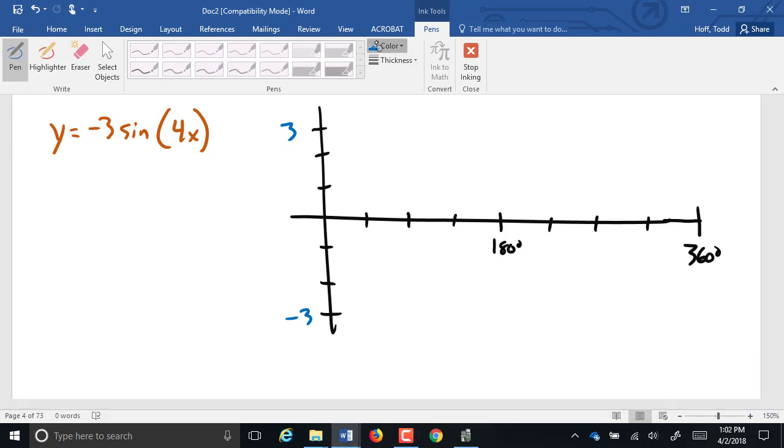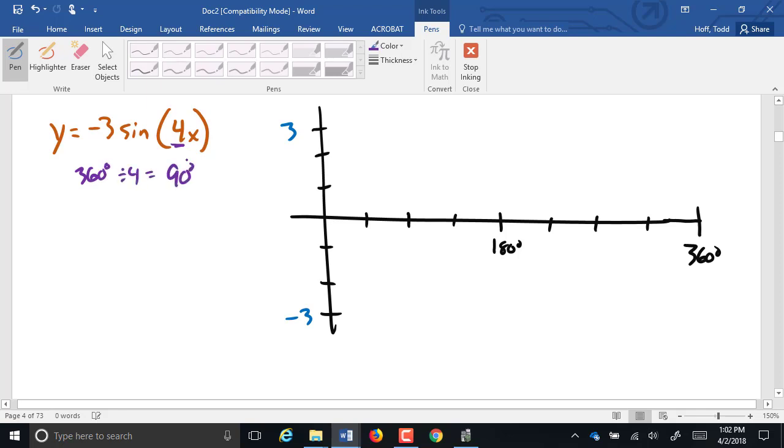So first of all, how many cycles are there going to be in 360 degrees? 4. We got a frequency of 4. So I'm going to take 360 degrees divided by 4. Means that each cycle is completed in 90 degrees. So here's 90, 180, 270, 360. That's a full cycle. Remember, it goes back to 0 halfway in between each of those even.